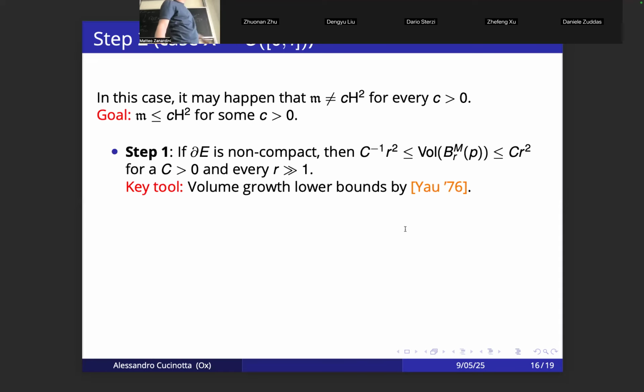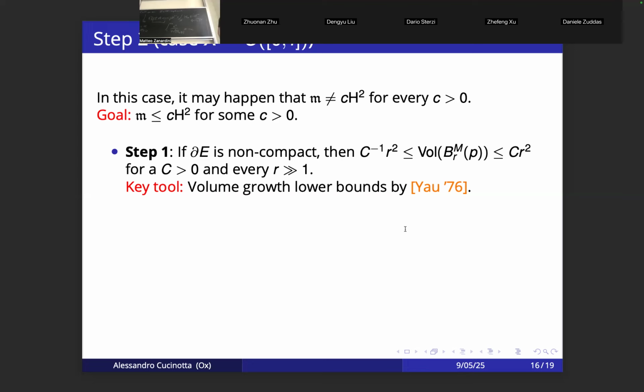Okay, so there are 3 steps to prove this. I'm going to be quite vague. I'm just going to mention the main tools. So step 1, let's look at the initial manifold M. If the boundary of the perimeter minimizing set is compact, then everything follows by a standard result of Cheeger and Colding. So we can rule out this case. If the boundary of the perimeter minimizing set is non-compact, then we can show that in the initial manifold, at infinity, not only the volume is at most quadratic, but it is also at least quadratic. So the volume measure at infinity has a very precise behavior. Okay, this is the first step.